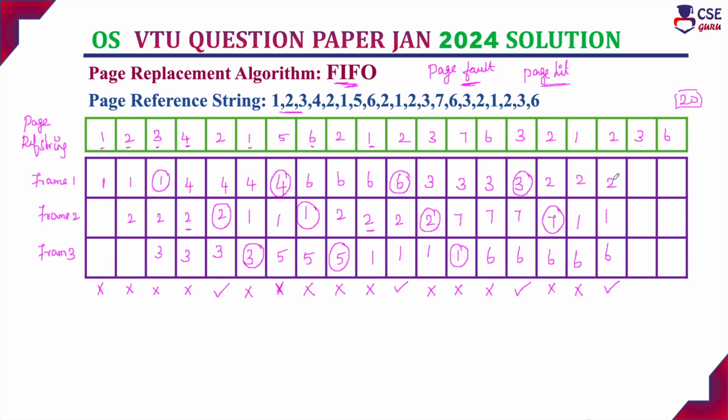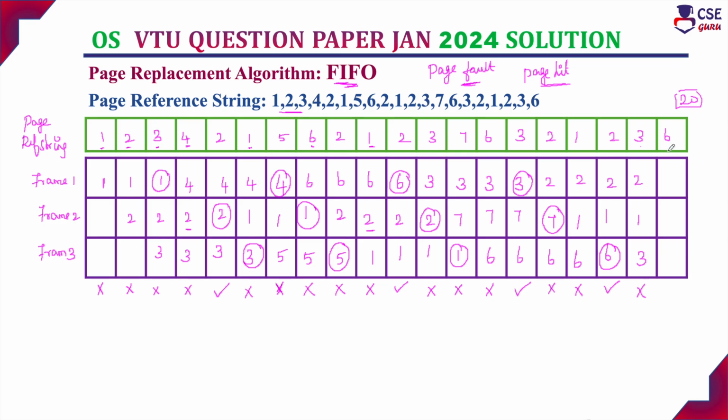Next is 3. 3 is not available in any of these 3 frames. So here the oldest one, if you are considering, is 6. See here, 6 is the oldest one. Oldest one meaning, in the sense, among these 3 frames, 6 entered very first. So select that one as a victim page to replace. So replace 6 with 3. Now 2, 1, 3. This is a page fault.